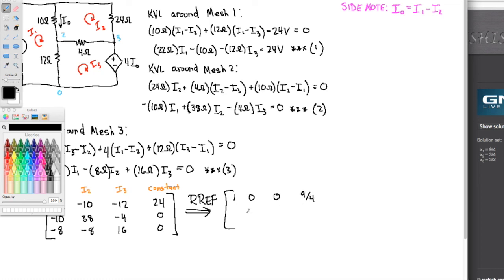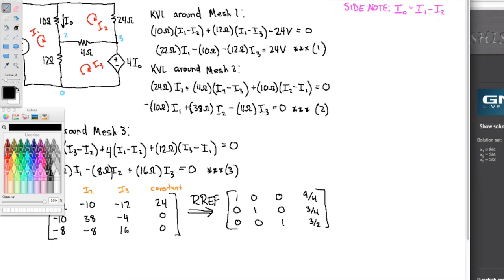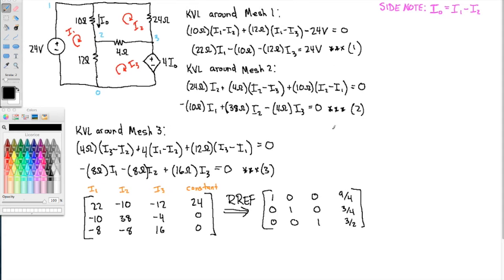1, 0, 0, 9/4, or in fractional form, 0, 1, 0, 3/4, 0, 0, 1, 3/2. Okay, that's what you would get. That's when you put this matrix in reduced row echelon form.